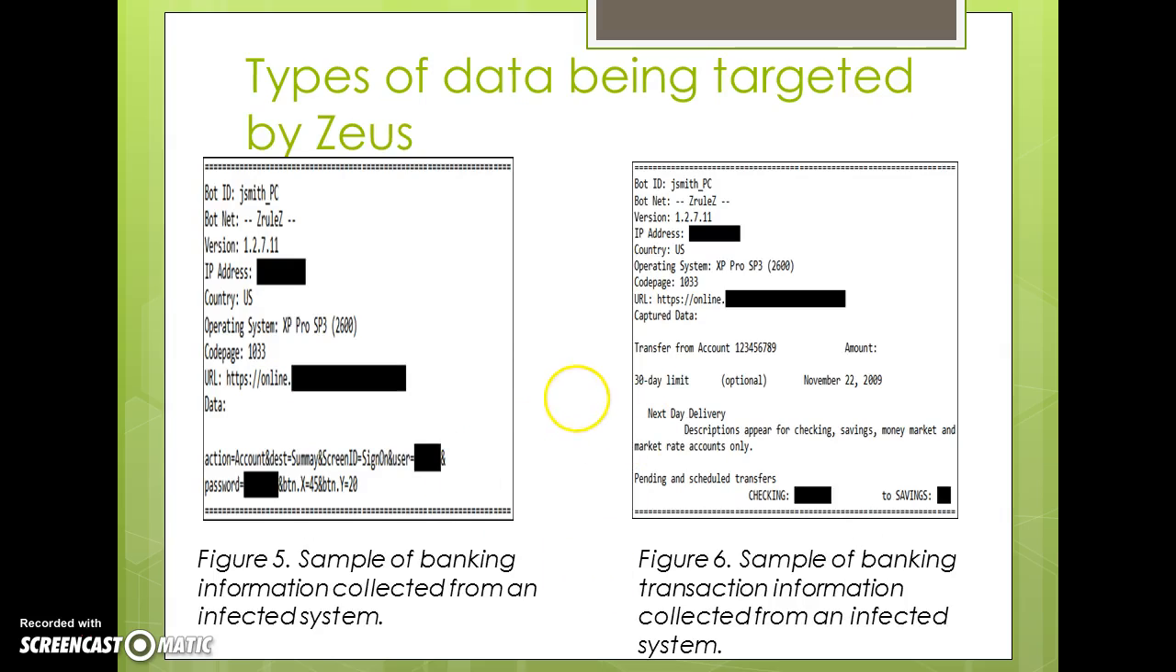In Figure 5, there is a similar function to the previous listing, but this time Zeus is stealing information from a bank account. It has the bot ID, the botnet, the version, the IP address, the country, the operating system, and the URL of the bank, but it has the information of the ID sign-on, the user, and the password.